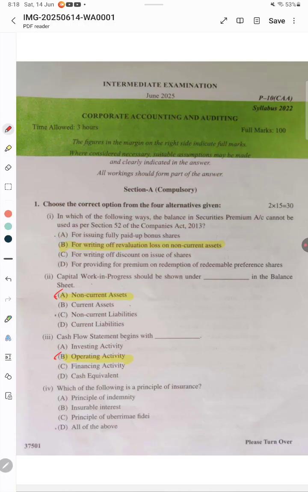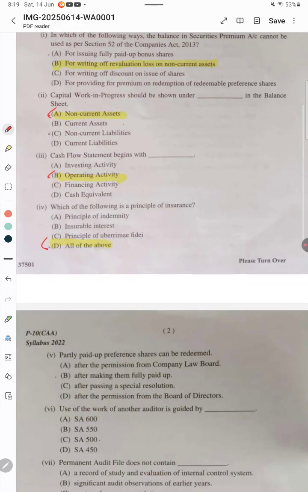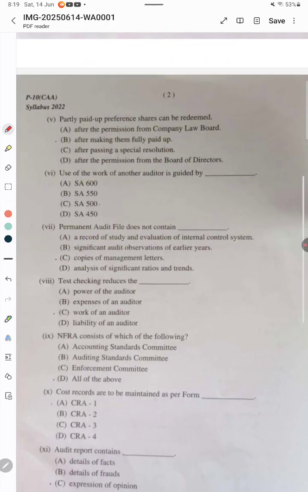And then question number 4. Which of the following is the principle of insurance? The principle of indemnity is a principle of insurance, and another is insurable interest. And one more is the principle of uberrima fides, that is, utmost good faith. So even though the principle of indemnity is a correct answer, all of the above is the exact answer. So for question number 4, D is the correct answer. Please make note of it. All of the above.